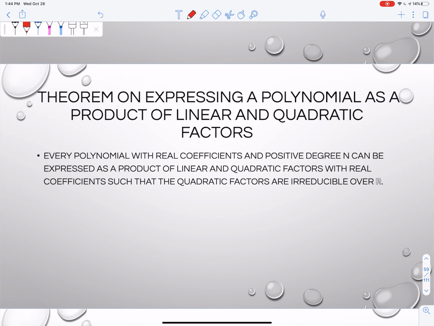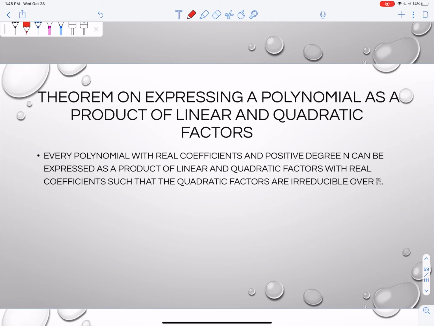You need to know, and you need to be able to know how to use and apply them. Every polynomial with real coefficients and a positive degree can be expressed as a product of either linear or quadratic factors with real coefficients, such that the quadratic factors are irreducible over the reals. What that means is any of those quadratic factors would have complex zeros if you broke them down any farther.